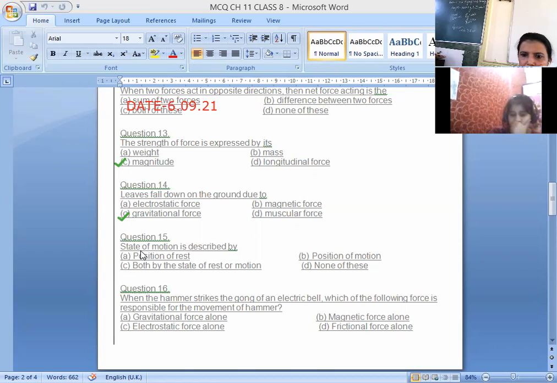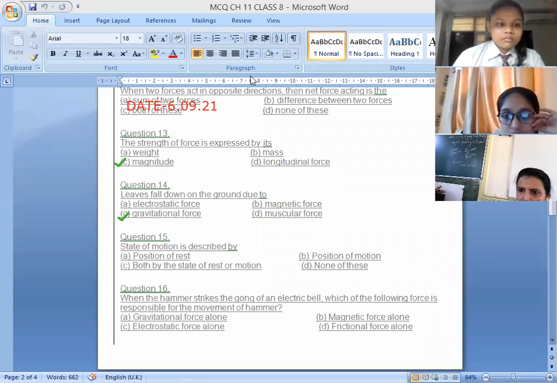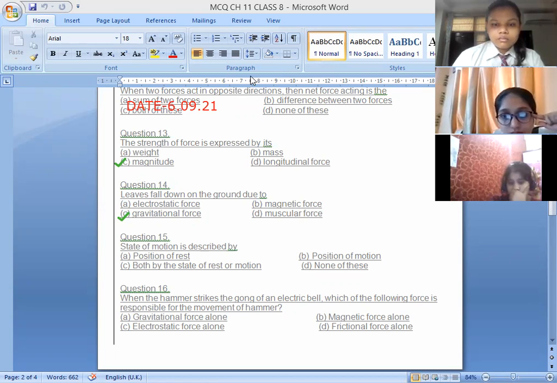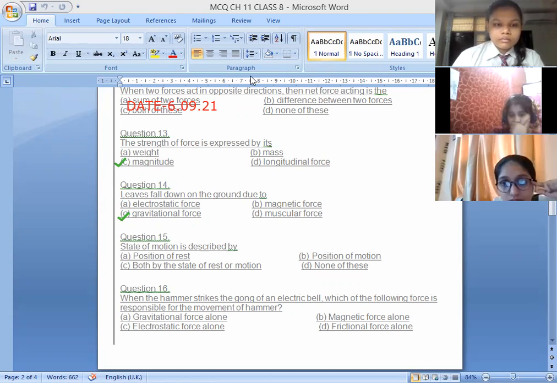Ivanshi, even. State of motion is described by: state of motion, position at rest, position of motion, both. So what can be the answer? If we say that the object is in motion... Pari Agarwal, Prabseft, Priyanshi, Raghav, Saksham Vasanwal, Tanisha, Surbhi. Can I have the answer from these children?